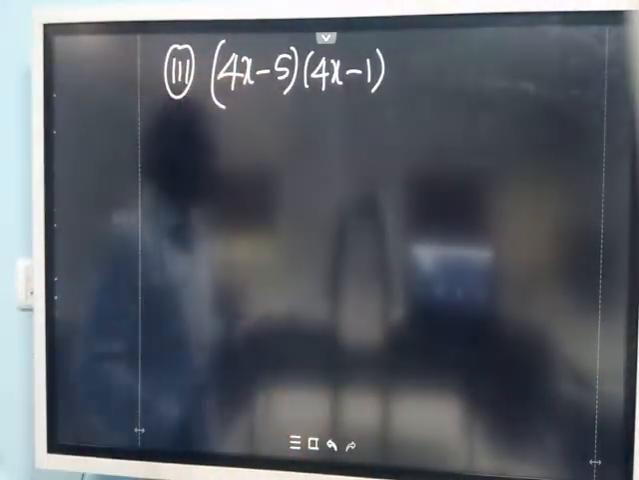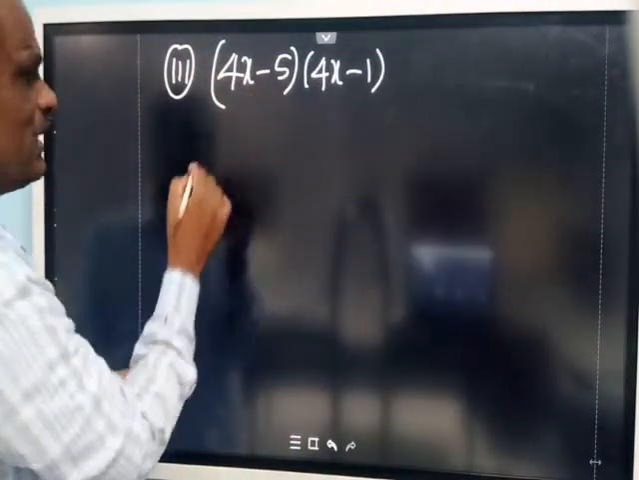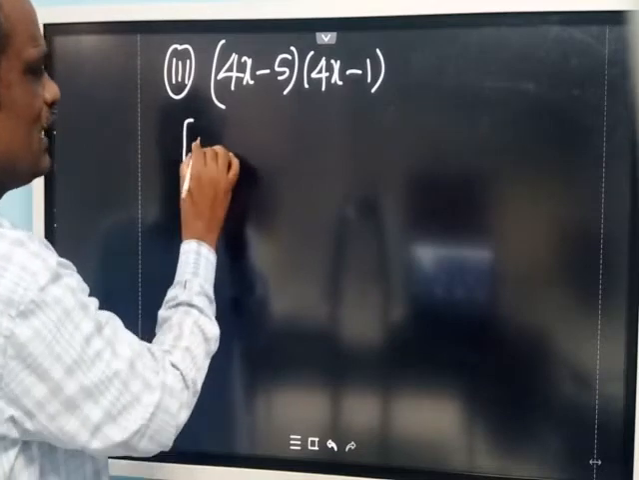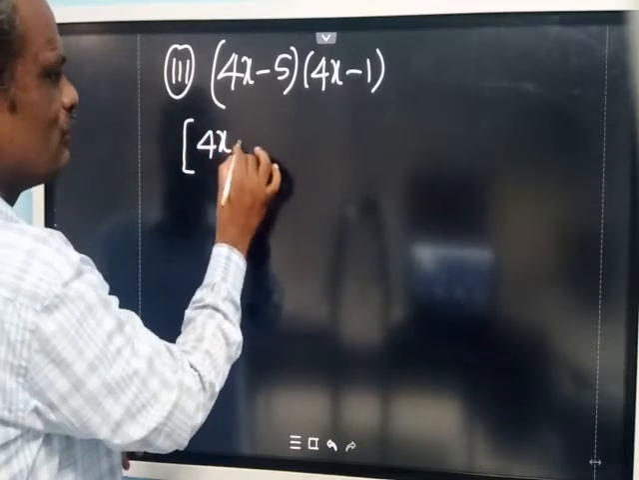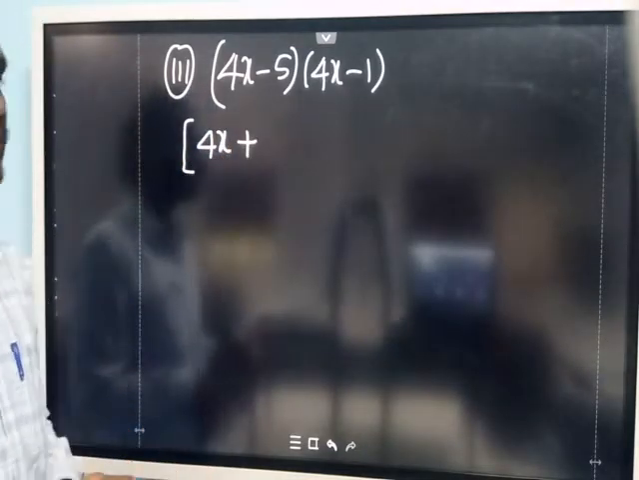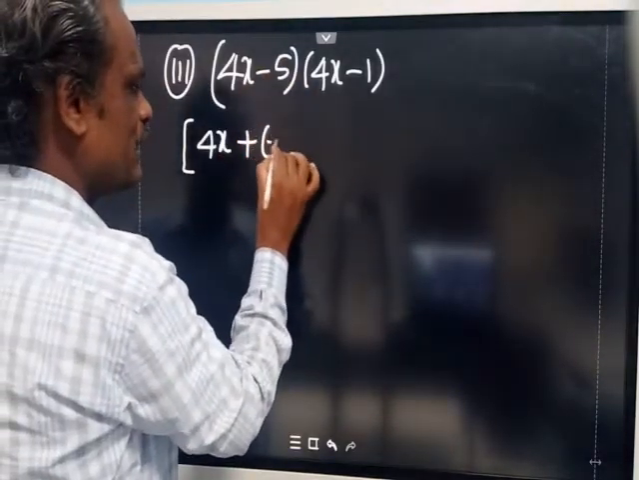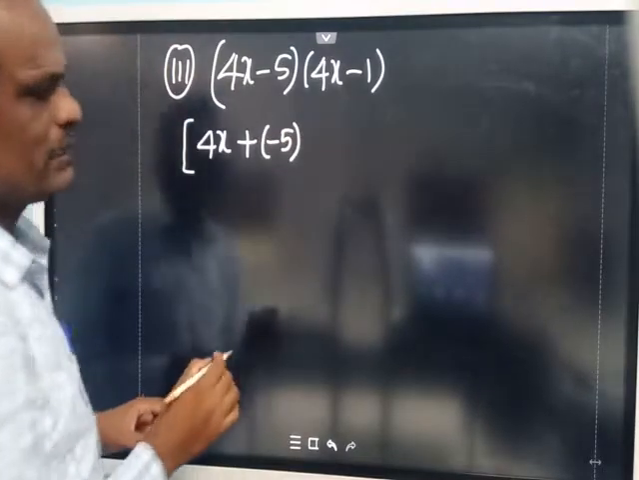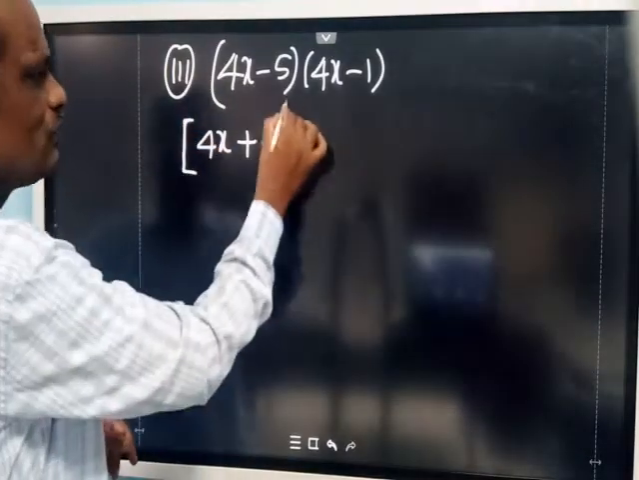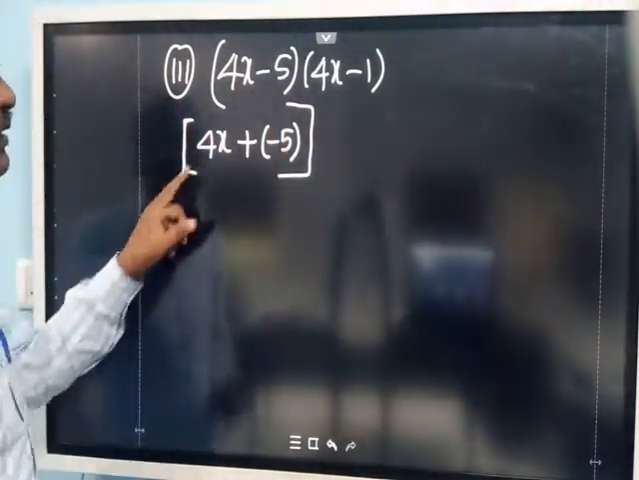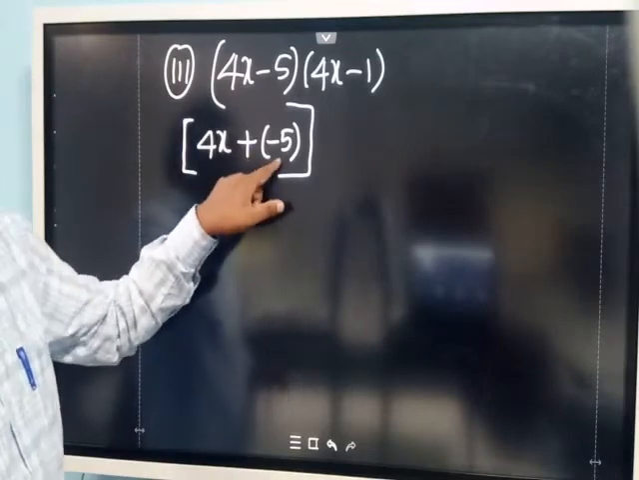I will rearrange this in another form. 4x − 5, we will write it as 4x as it is, plus, instead of writing minus I will write plus, but I will write a small bracket and write inside that minus 5. Then close the bracket. So 4x + (−5).